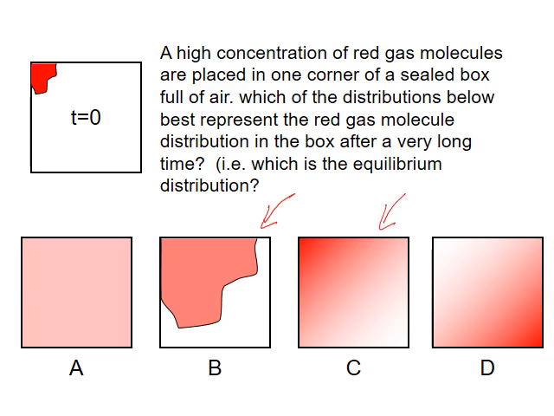However, the key term here in this question is that it's after a very long time, so we're talking about an equilibrium distribution. Therefore, the answer is A, because that is where the distribution is uniform and there will be no more diffusion happening.